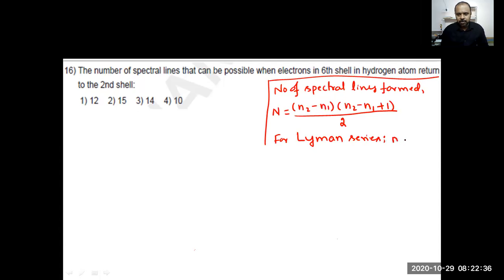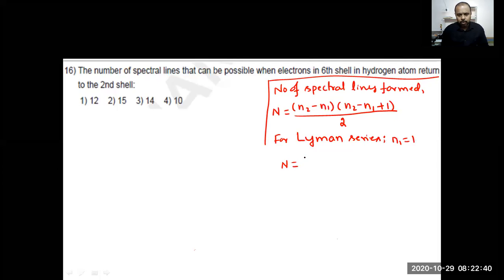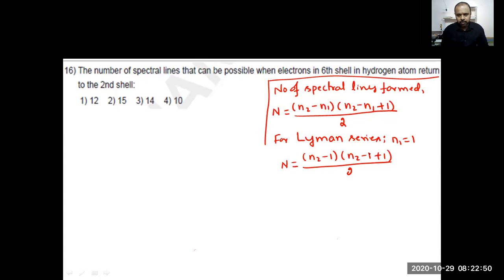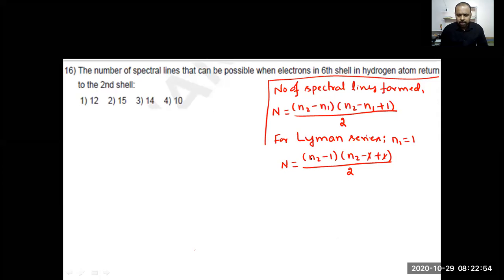What is N1 value? 1. So therefore, N is equal to N2 minus 1, N2 minus 1 plus 1 divided by 2. So this gets cancelled. What remains is N2 into N2 minus 1 divided by 2. I can write without the subscript 2 there, simply as N into N minus 1 by 2.